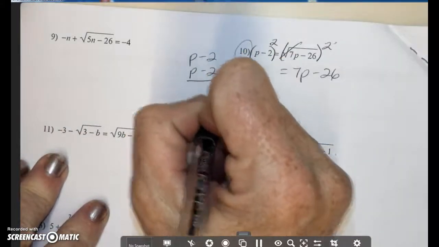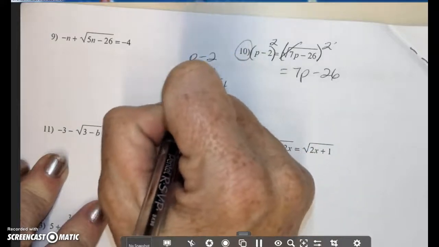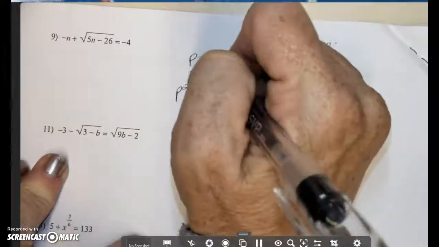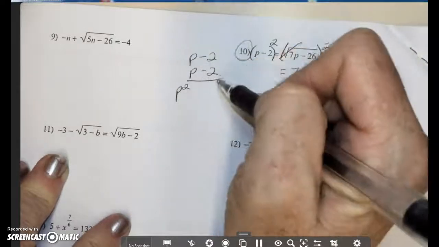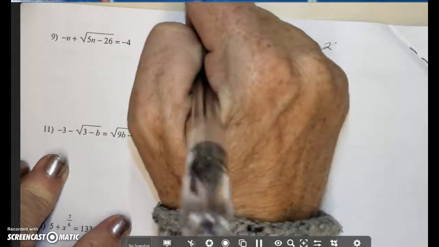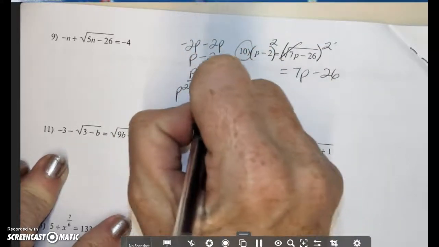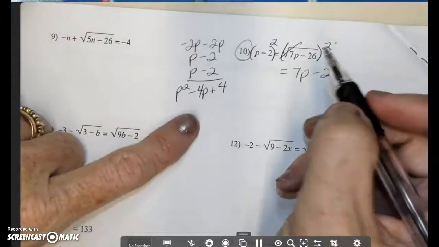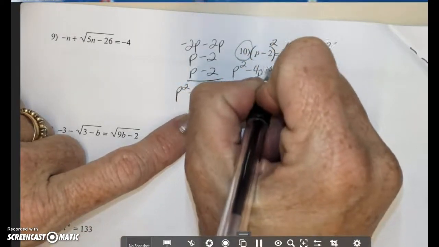So -2 times -2 is +4. P times p is p squared, but I have a middle term in there. One way you can do this, if you don't do FOIL, here's kind of another method. Multiply your diagonals. So -2 times p is -2p. -2 times p is -2p. So my middle term should be -4p. So on this side I have p squared minus 4p plus 4.